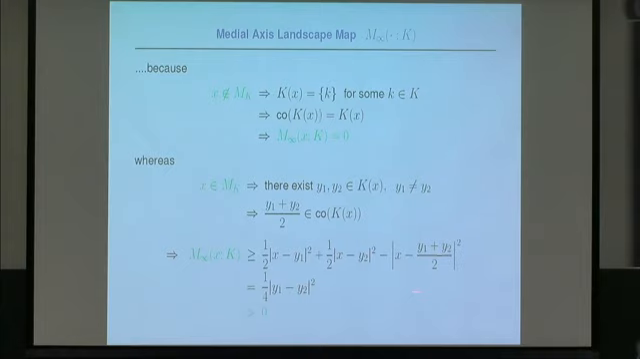And then this thing has to be greater than or equal to the distance to the convex hull of k of x, because this object is in the convex hull of k of x, right? And then you do the calculation and you get this, which is strictly positive because y1 is not equal to y2. Okay? So this quantity completely characterizes the medial axis.